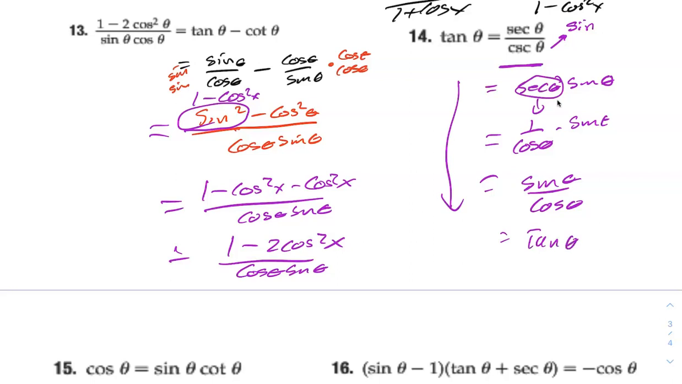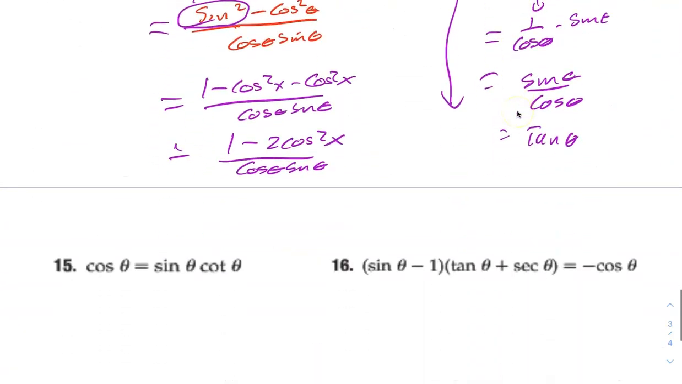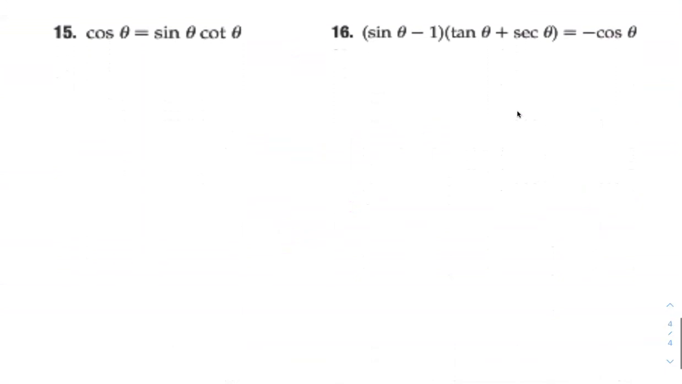So like that. So you can see most of these aren't too terrible, and then you've got the disgusting one right here. Most of them aren't too bad though, hopefully. So let's go to the last page here. Cosine equals sine times cotan. Like, this is a joke.